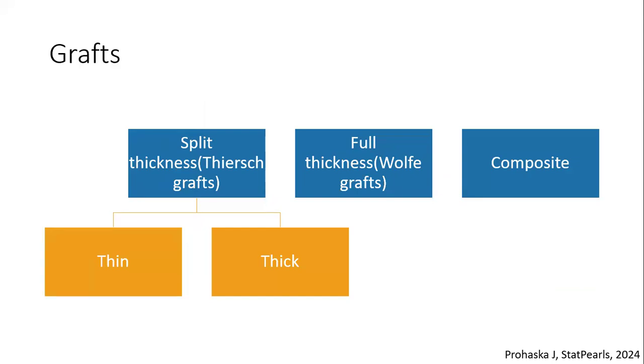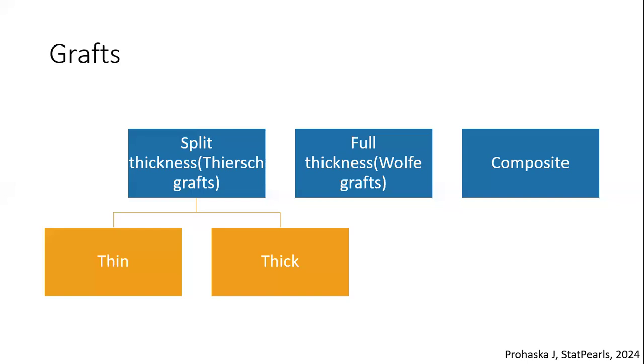So classification of the grafts: they are divided into several categories based on composition. The main ones are split thickness skin graft and full thickness skin graft. The other one is composite grafts, which contain skin and another type of tissue, usually cartilage.